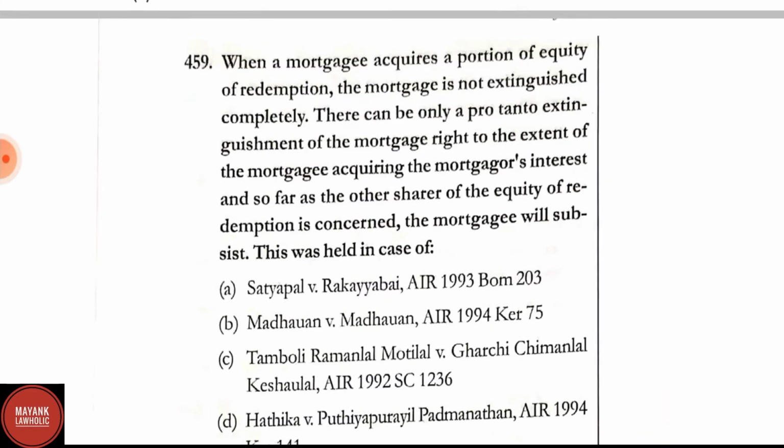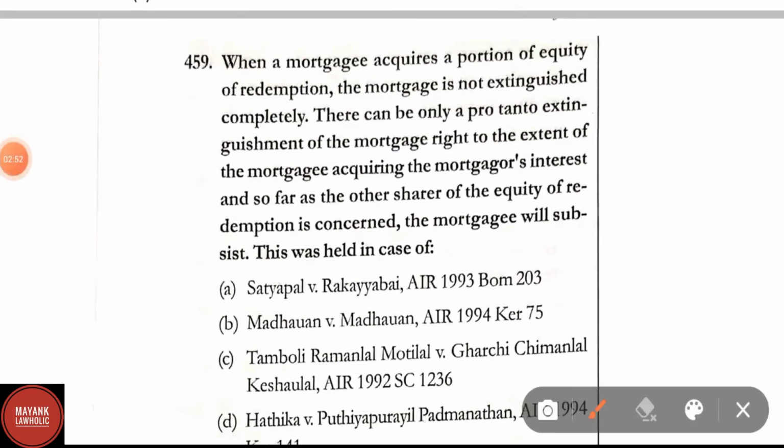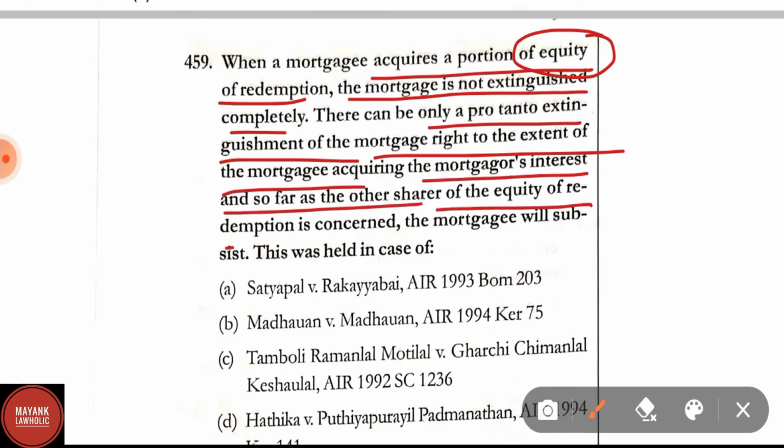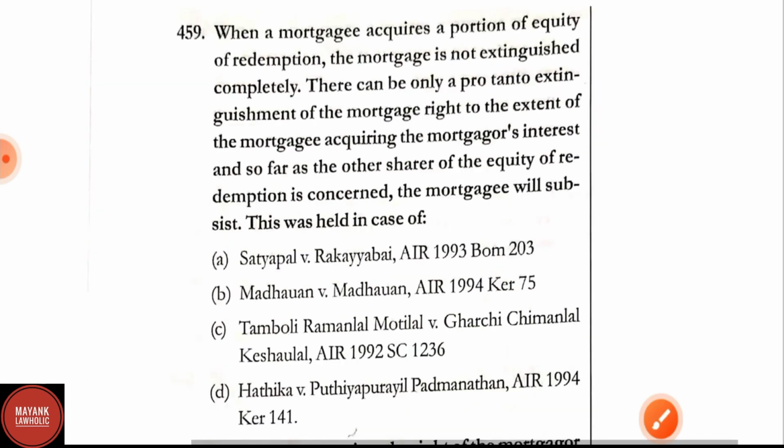Question number 459. When a mortgagee acquires a portion of the equity of redemption, the mortgage is not extinguished completely. There can be only a pro tanto extinguishment of the mortgage right, to the extent of the mortgagee acquiring the mortgagor's interest. And so far as the other sharer of the equity of redemption is concerned, the mortgage will subsist. This was held in the case of Satyapal versus Rakaiya, AIR 1993, and Madhav versus Madhav, AIR 1994. Here the correct answer is Madhav versus Madhav, AIR 1994.